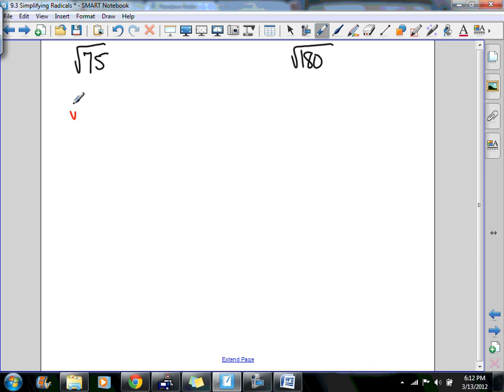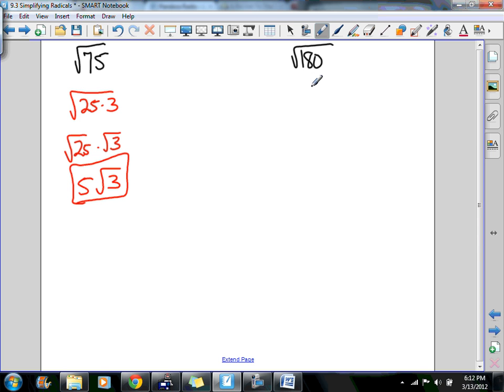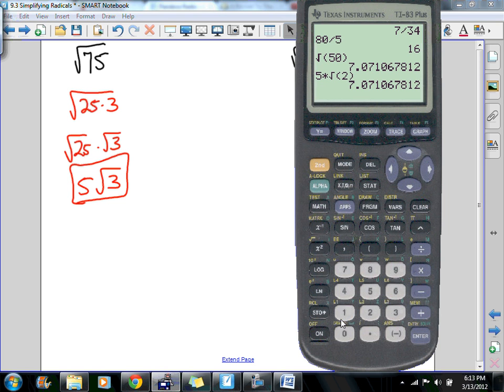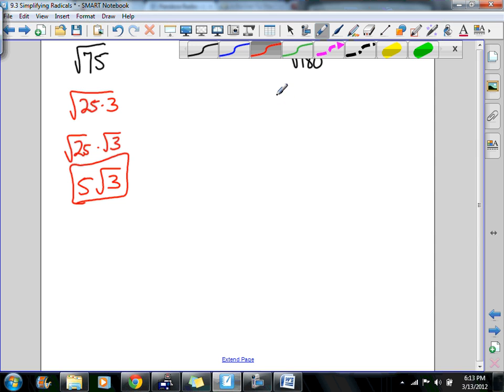This one on the left should have become the square root of 25 times 3, which is the square root of 25 times the square root of 3, which is 5 square root of 3. And over here, I think we can pull out a 4. Oh, we could also do 36. I'm going to pull out a 4. Would that work? 180 divided by 4. Okay, that works. I'm going to do 180.